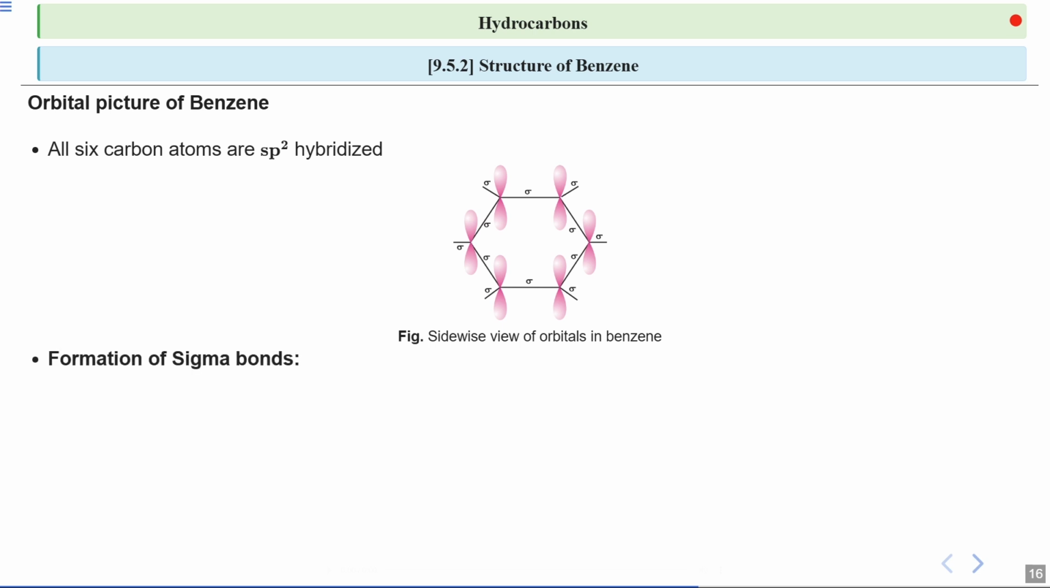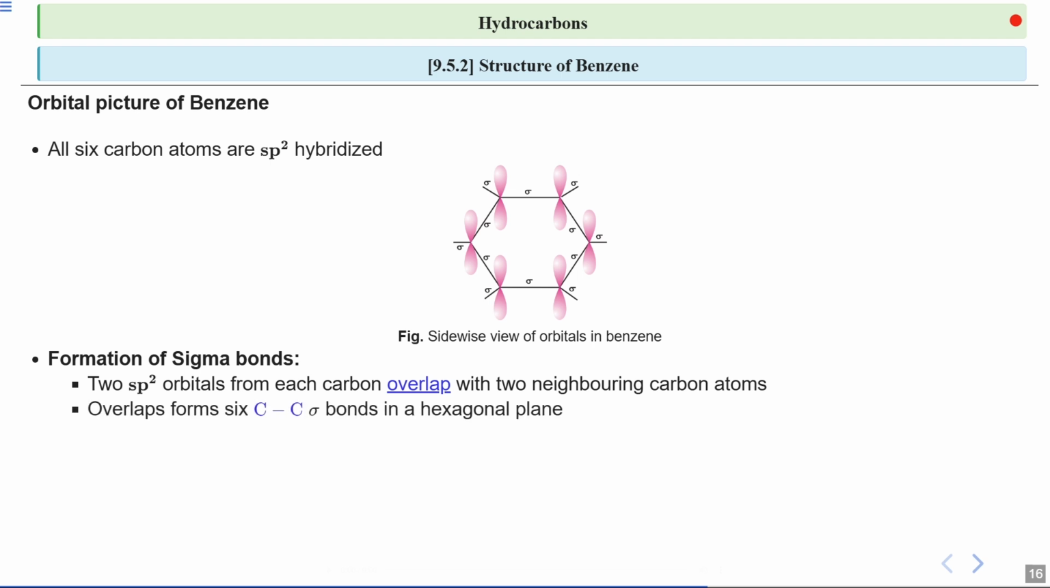There are two types of bonds present. The first is the sigma bond. Sigma bonds are the strongest type of covalent bond, as you know, formed by the direct overlap of orbitals between atoms. In benzene, this bond creates the framework that holds the molecule together. Now what will happen here? Each carbon atom uses two of its sp2 hybrid orbitals to form bonds with its neighboring carbon atoms. Got it? This overlap forms stronger sigma bonds between the carbons, connecting them in a continuous ring and creating a stable hexagonal structure. You can see the same in the image as well.